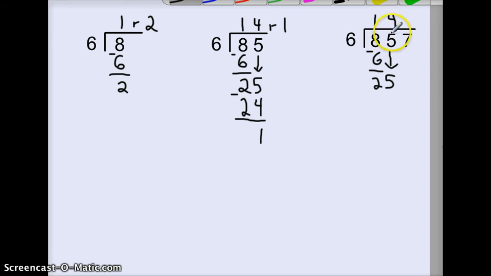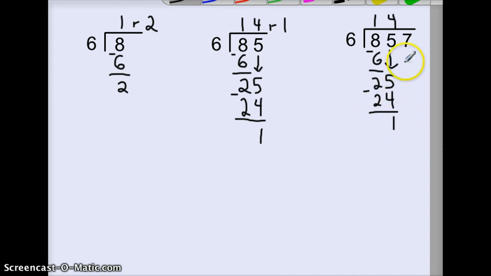I see so many kids that their numbers really start going on a slant or they're not lined up properly, and their errors come from that. Not because they don't know how to do it, but because they're not lining it up properly. So once again, I take my 4 and I multiply that by 6 and I get 24. And I find my difference, what's left over, and I have a 1.